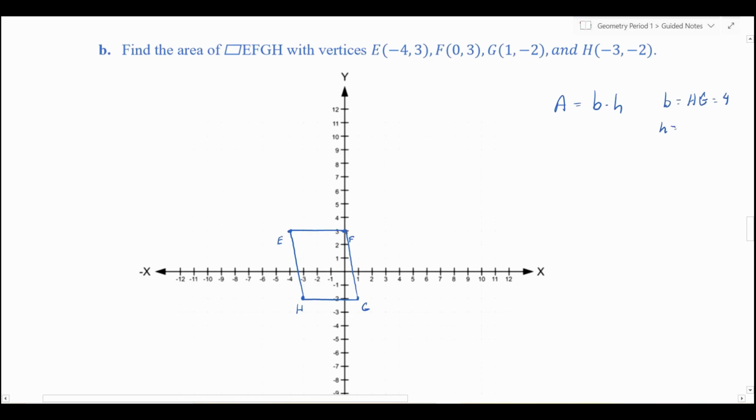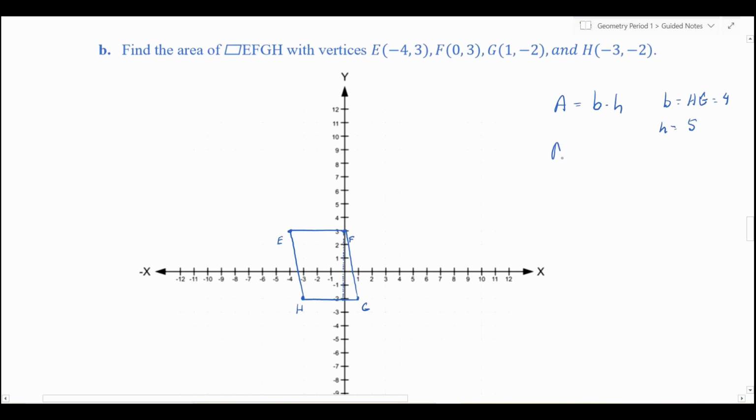So I'm going to draw my altitude, right along the y-axis, like so. That's my height, and if I take a look at how long that is, the height happens to be 5 units. You see it's 3 above the x-axis, 2 below it, so it's 5 units. So my height is 5 units.